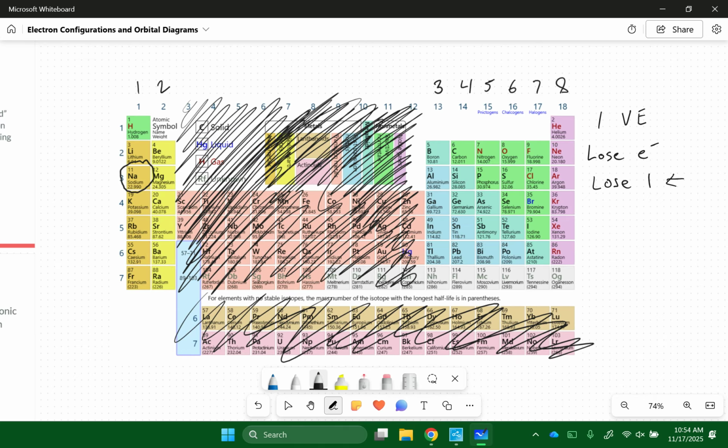Okay, let me diagram it out this way. Sodium starts out with 11 protons and 11 electrons. So I'm just going to put 11 pluses, 2, 3, 4, 5, 6, 7, 8, 9, 10, 11. And it has 11 electrons, meaning 11 minus charges. Now, ordinarily, in the atom, these cancel each other out, like so.